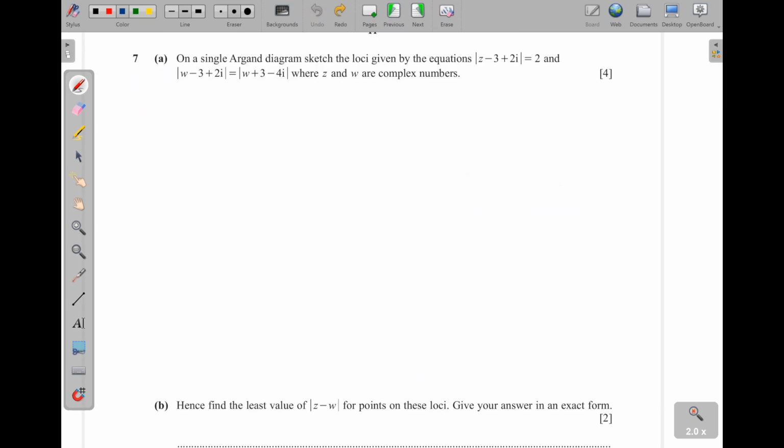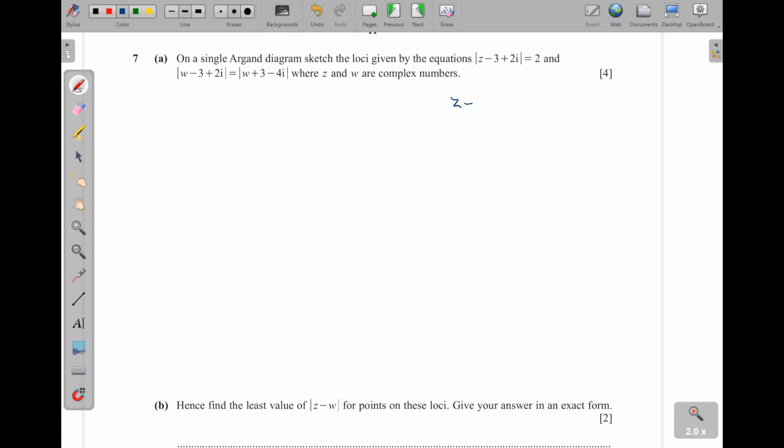Question 7 part A. On a single Argand diagram, sketch the loci given by the equations, these ones here, where Z and W are complex numbers. So this one is coming from complex numbers. If you see the modulus sign on one side of the equation or inequality, you just know that that is a circle. Okay, let me show you where it comes from.